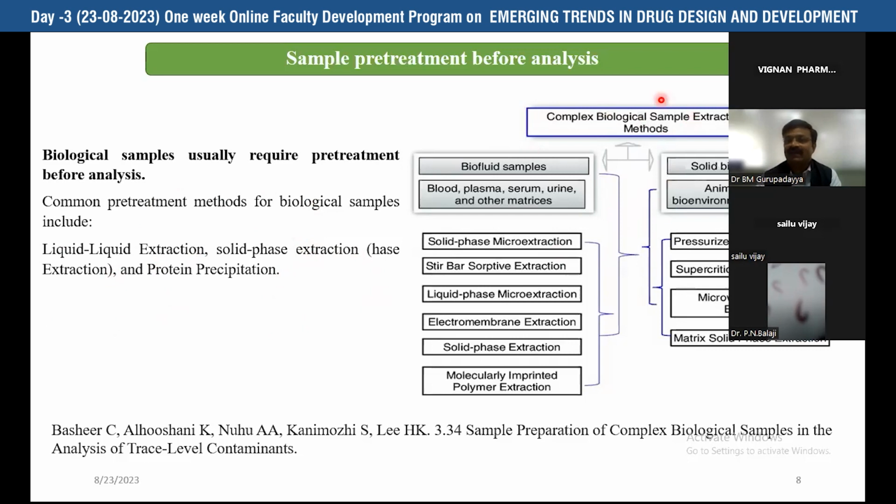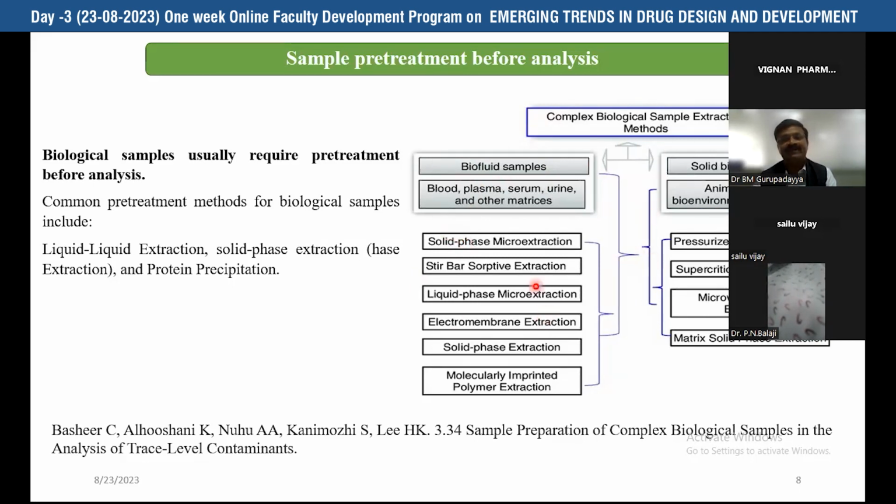The drug may be in biological samples, either biofluid samples or solid biological samples. If it is a biofluid sample, such as blood, plasma, serum, urine or any other matrix, we are supposed to adopt an extraction technique. If the sample belongs to animal tissues or other solid biological samples, or is collected from brain tissues, it is a difficult task. So depending upon the origin of the sample collection, we are supposed to go for different types of extraction techniques.